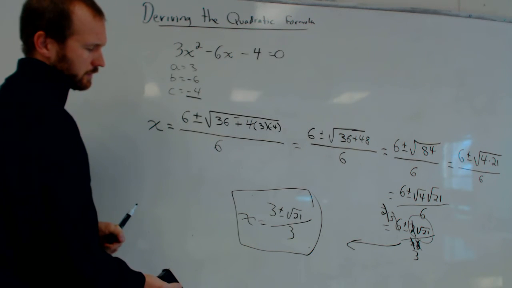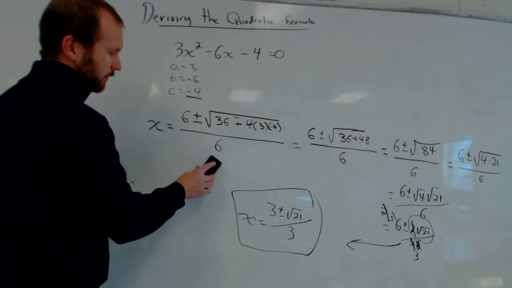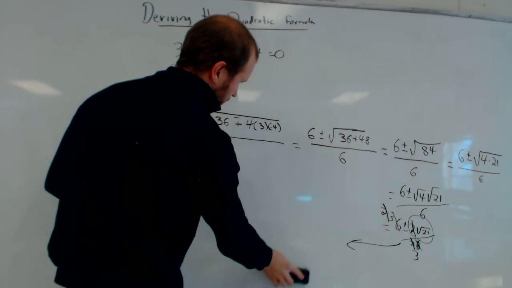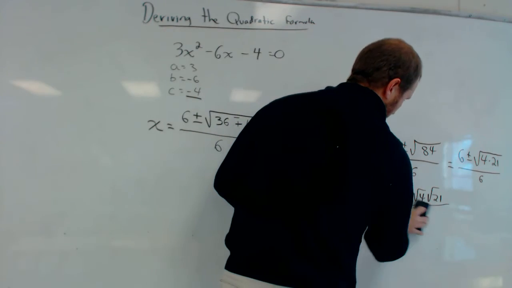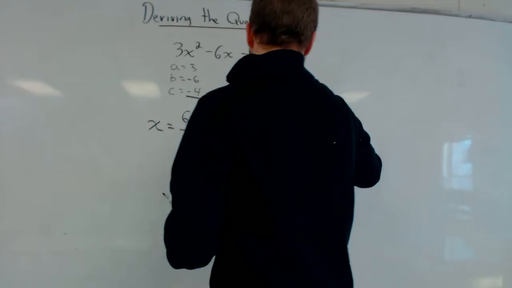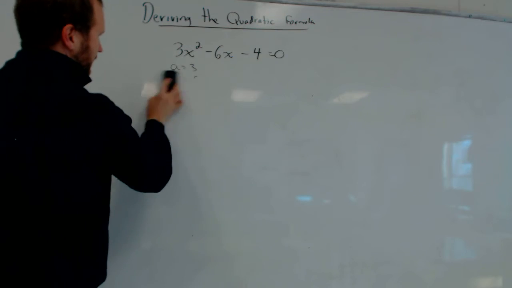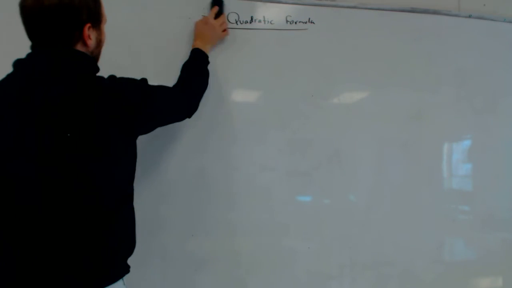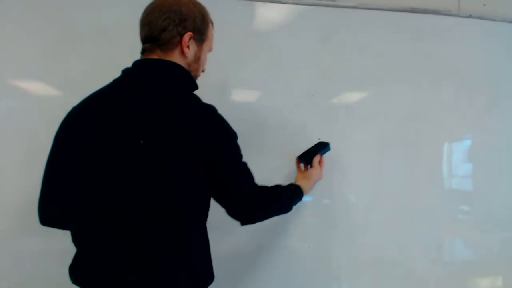All right, so that's the quadratic formula. The erasers are actually functioning now. Yeah, I cleaned them. I just cleaned them with like a paper towel. Seemed to work.